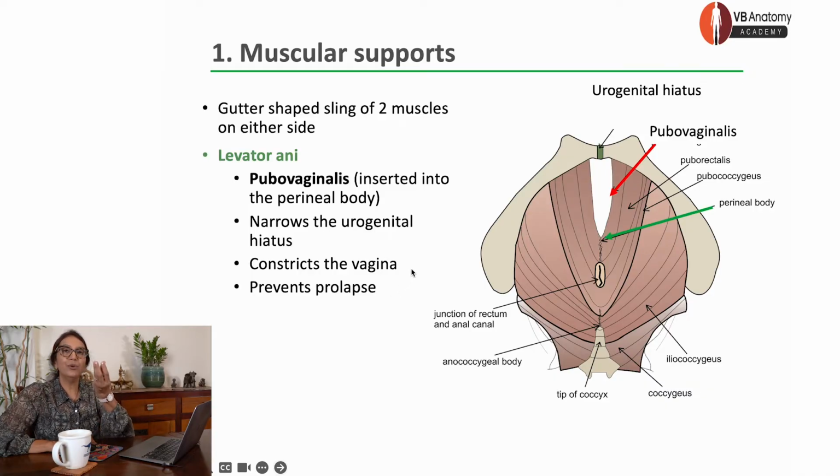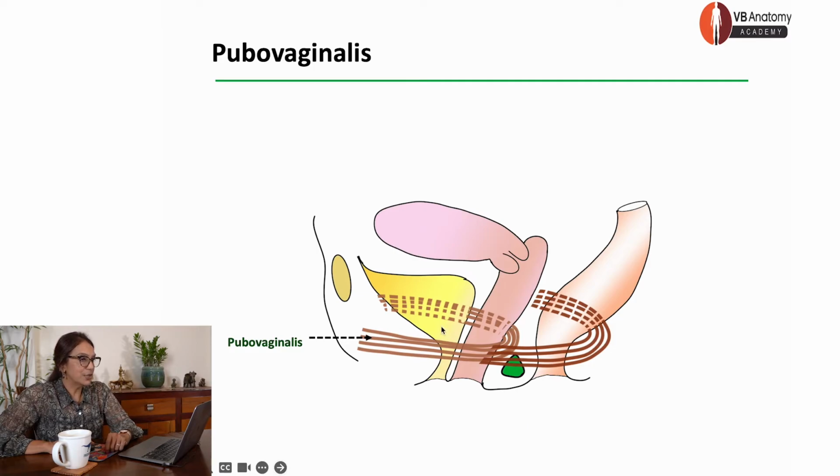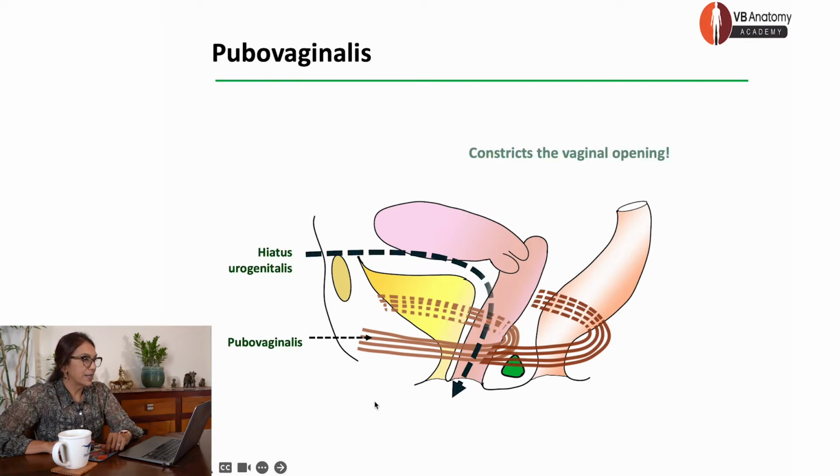They help to narrow the urogenital. Can you see a gap here? This gap is called urogenital hiatus. So these pubovaginalis help to narrow the urogenital hiatus, preventing prolapse, okay? Take a look. So here is your urinary bladder, here's the vagina, and this is the gap, hiatus vaginalis, and that's the pubovaginalis winding around it, preventing these structures above from popping out down, causing prolapse, constricts the vaginal opening.